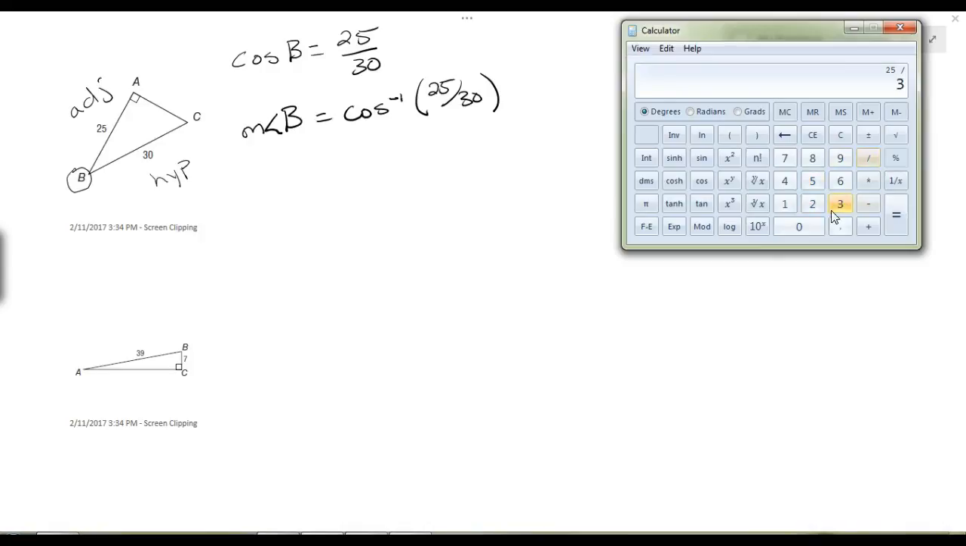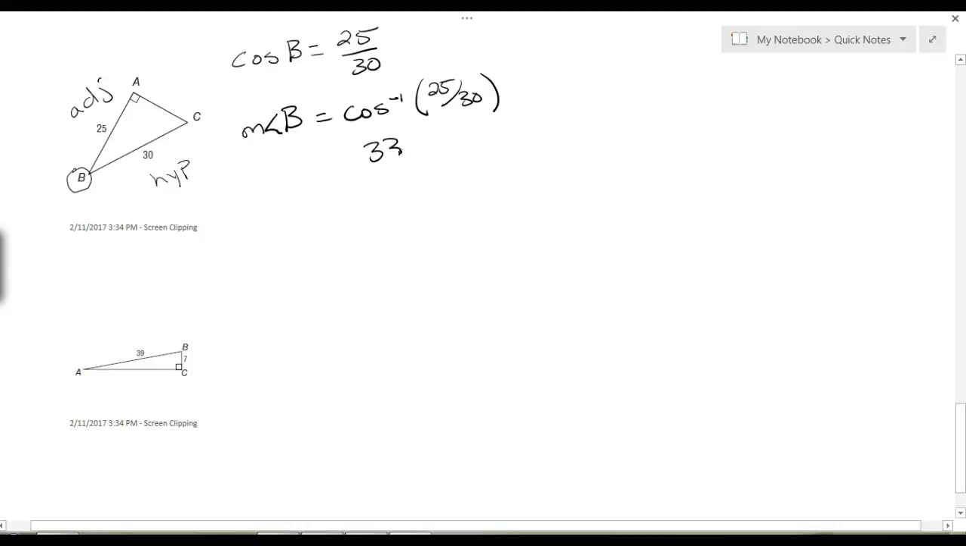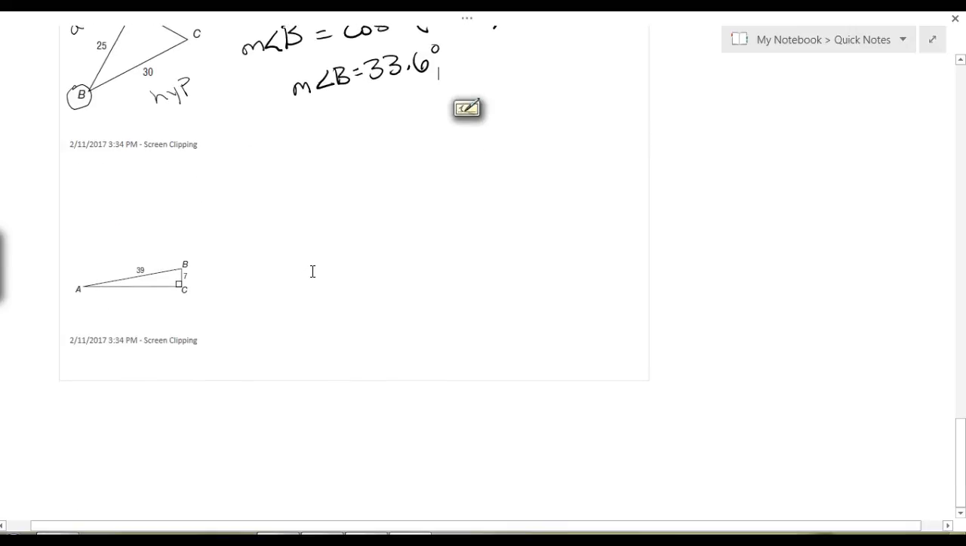25 divided by 30, inverse cosine, and I get 33.6 is the measure of angle B. Again, looking at my diagram, that seems like a pretty reasonable answer. Let's go ahead and finish up with our last example.